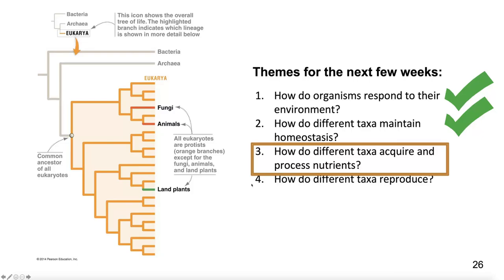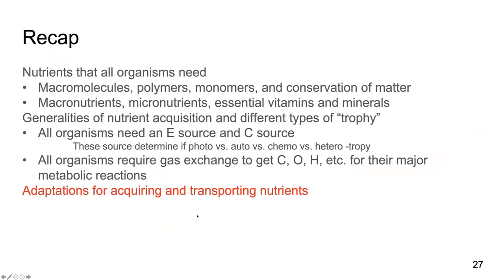Hi guys, so we're going to pick up where we left off, talking about how different taxa acquire and process nutrients. Just as a recap of where we've been, it's all in gray. We've talked about the different nutrients that all organisms need. We've talked about some of the generalities of nutrient acquisition and the different types of trophies that are out there. If you haven't watched the previous lectures that cover this information, please take a look at those before you go into this lecture, where today we're going to be talking about adaptations for acquiring and transporting nutrients.